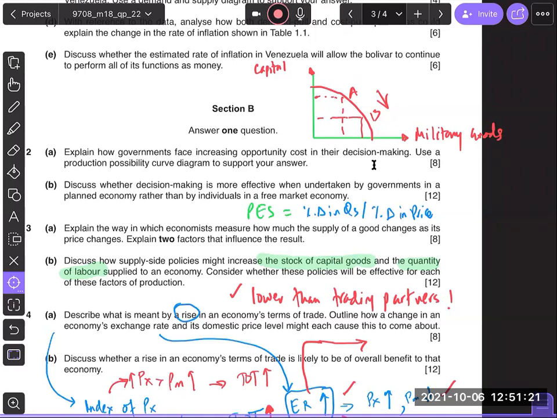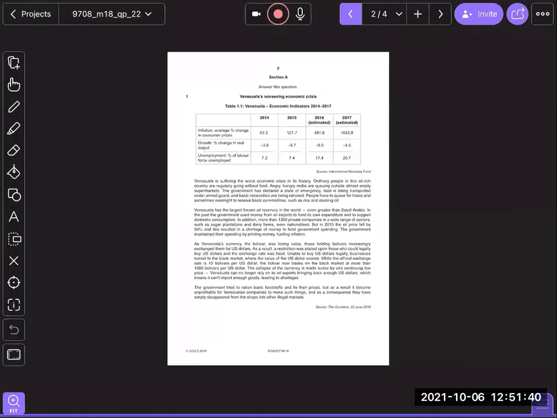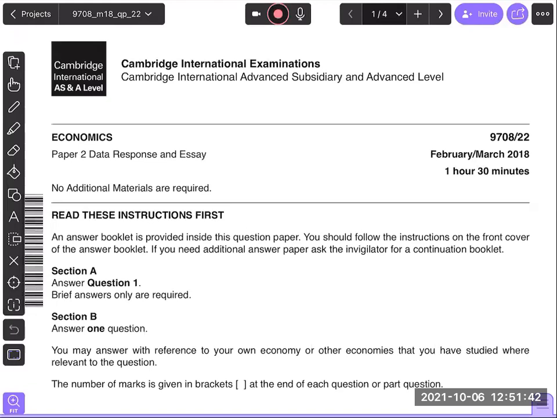Okay, guys, I'm going to end on this note. I'm feeling a bit tired. I will do the other part tomorrow, so you need to excuse me for that. Okay, so which year is this? This is 18 March 2018. It's a bit complicated, this paper. It's not a straightforward paper, but nonetheless, good to practice.